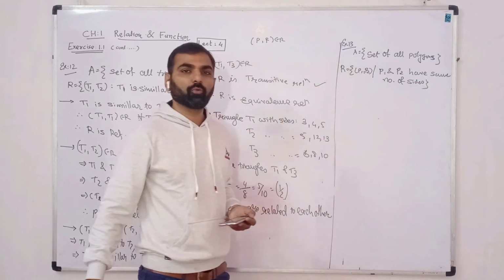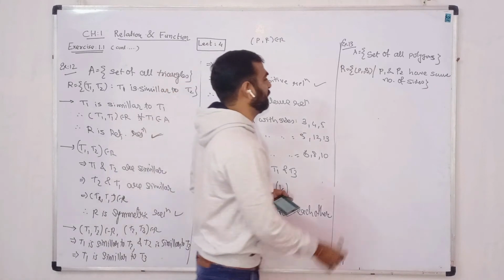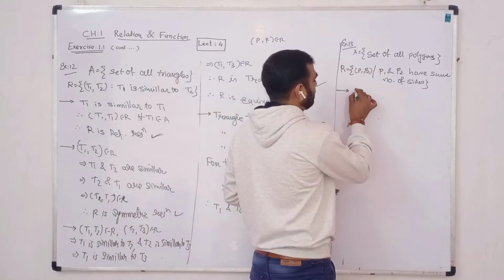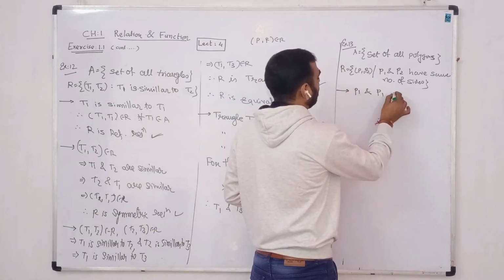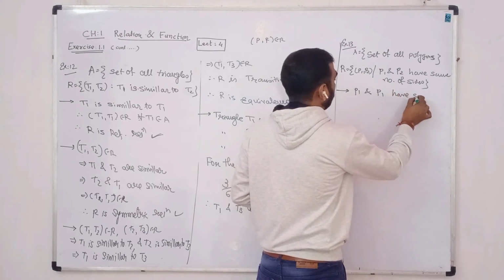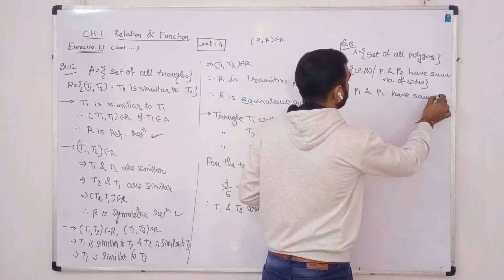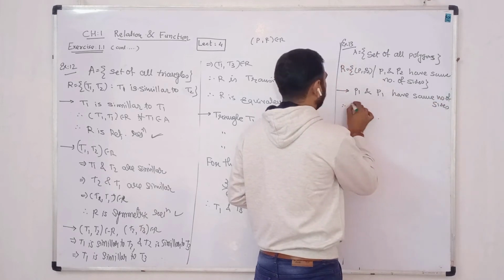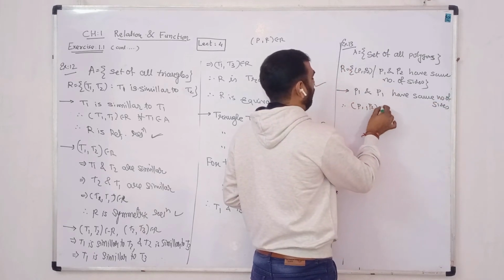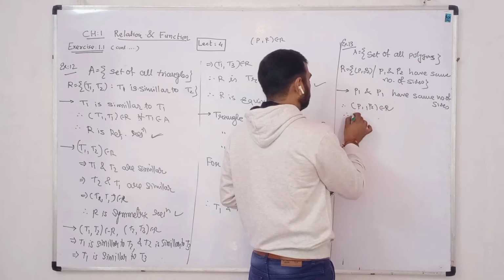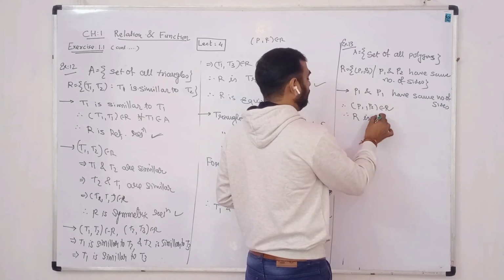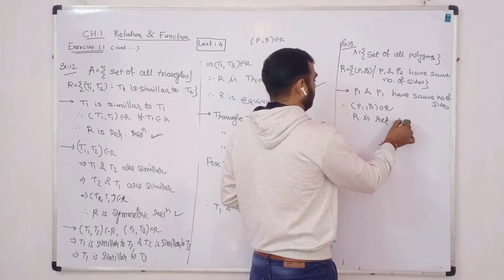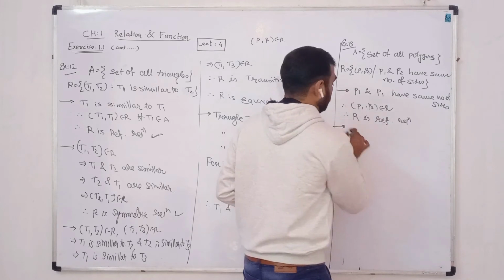Is it simple to prove that it is an equivalence? It is too simple. So now क्या करेंगे, reflexive में P1 and P1 have the same number of sides. So we can say that this P1 belongs to R. So R is a reflexive relation.